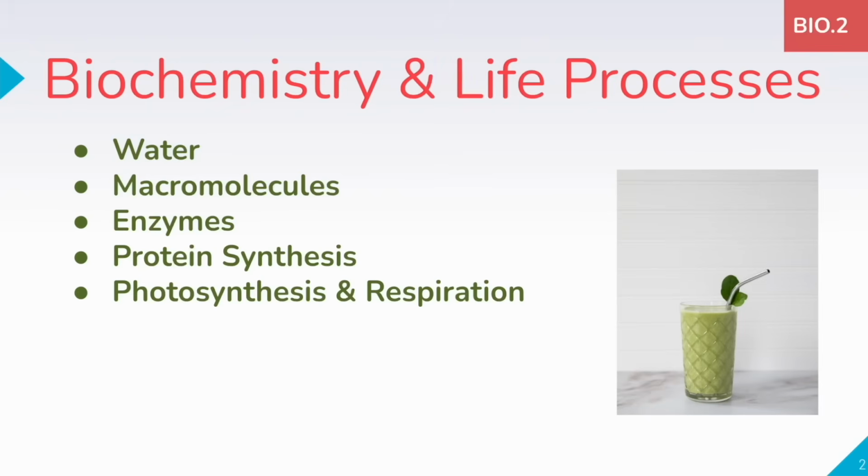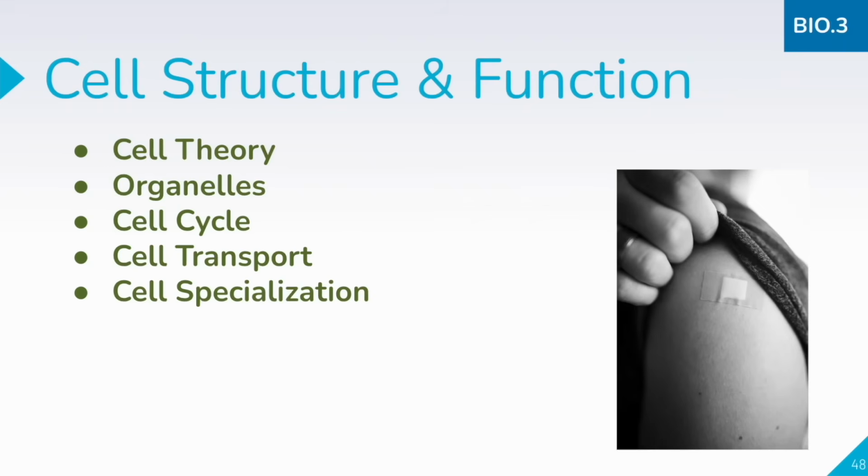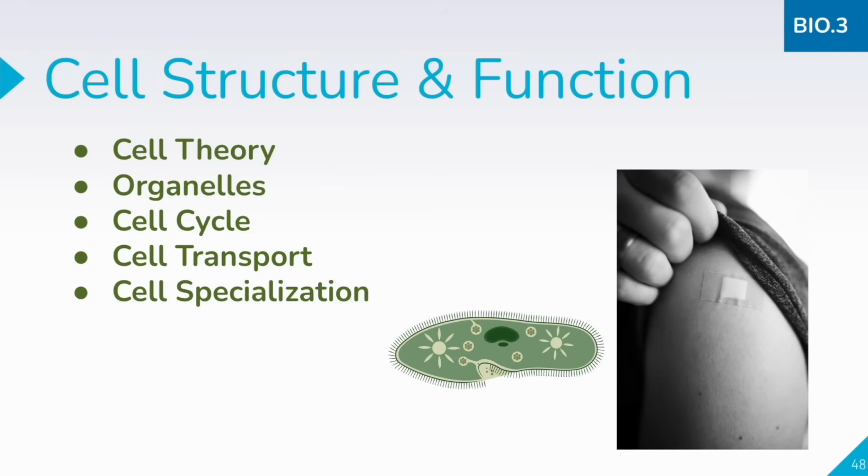First up in the Virginia course description for biology, the very first content topics cover biochemistry and life processes. So in this section, we're going to talk about water, macromolecules, enzymes, protein synthesis, photosynthesis, and respiration. And then after that, the next section is going to cover cell structure and function. So there we're going to talk about cell theory, organelles, cell cycle, cell transport, and cell specialization.